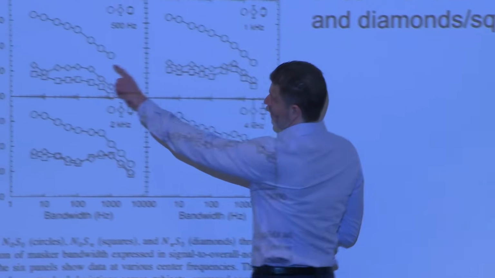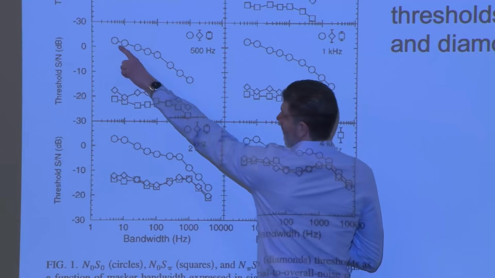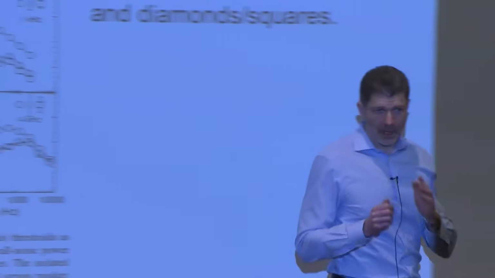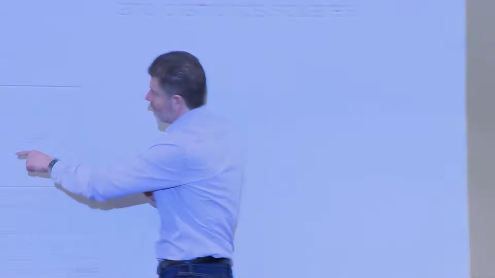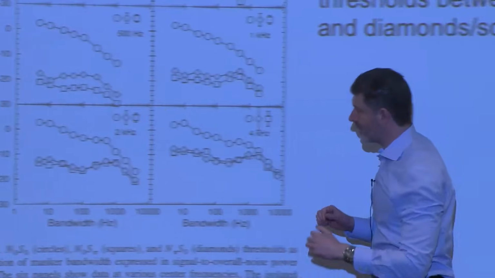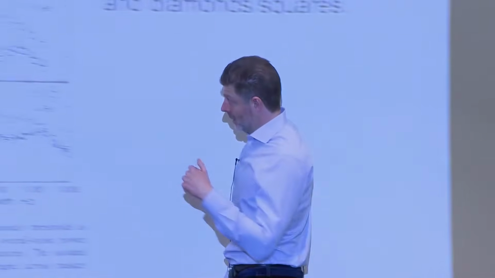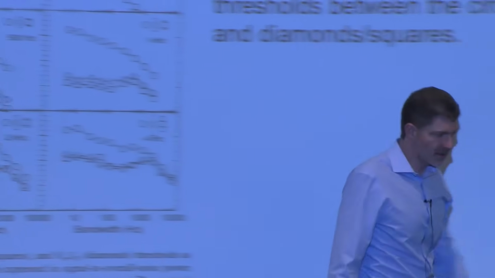The key comparison here is, so these are thresholds, in this case as a function of bandwidth. That doesn't matter. But the key comparison is between the circles and the diamonds and the squares. The circles are where the tone and the noise both have the same phase, so they're both in one ear. And then the other symbols are when you introduce a phase difference between the tone and the noise, in this case, for instance, by putting the noise in both ears. And you can see there's a big difference in thresholds here, possibly up to 20 dB. So it's a huge effect.